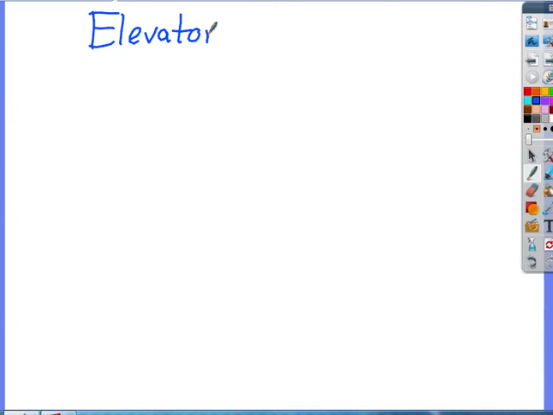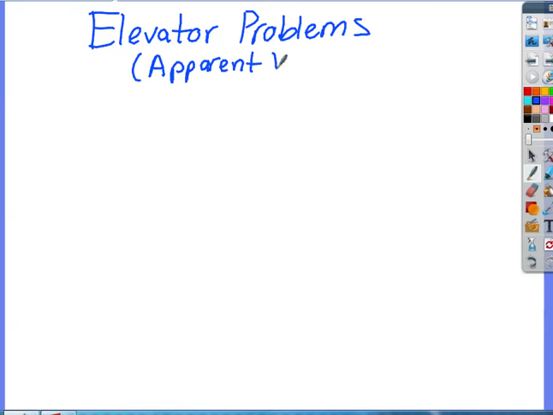Today we are looking at what are called elevator problems. These problems are going to be the connection between this unit, which we're describing initially as looking at force, to looking at more dynamic situations where the object is really moving around in different directions and what that does to the different forces acting on the object as well. We call these elevator problems, or sometimes apparent weight problems. There's two names to them, but it's the same idea.